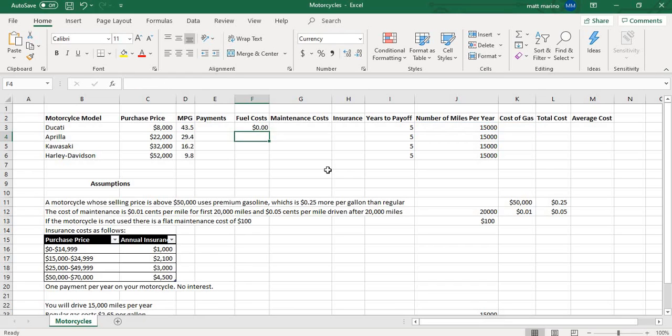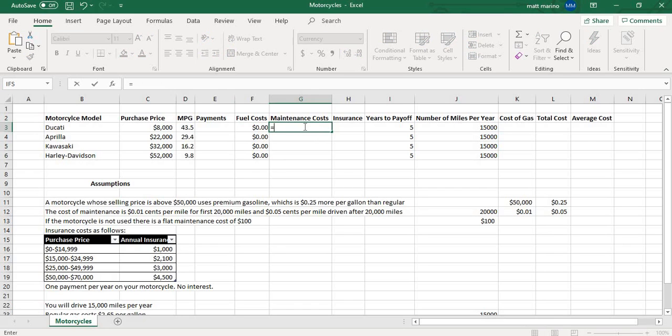You'll notice that our current fuel costs are listed as $0. That is because we need to determine our cost of gas in order to make that cell populate with an accurate number. Let's autofill down to fill the fuel cost formula within all 4 of our specific motorcycles. Next, how do we calculate our maintenance cost?